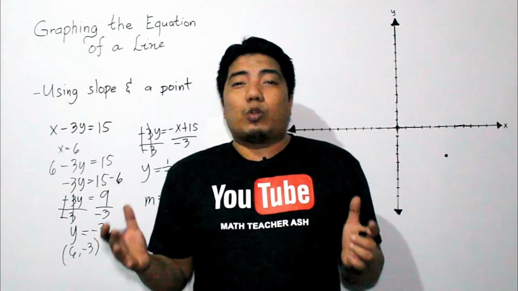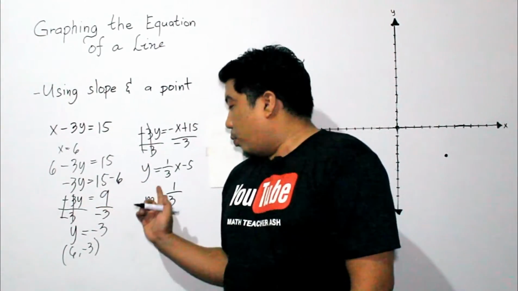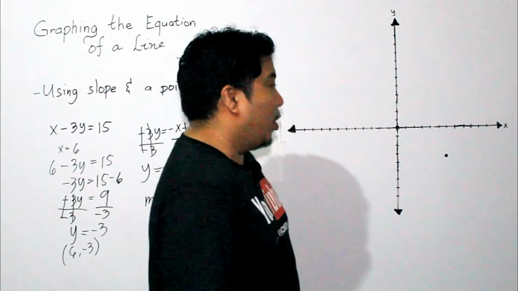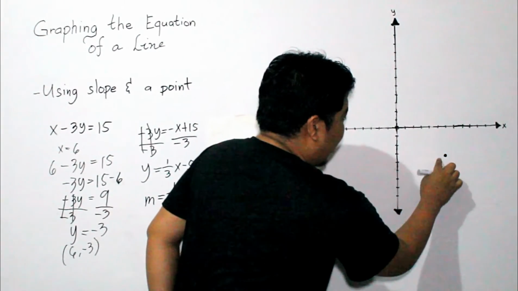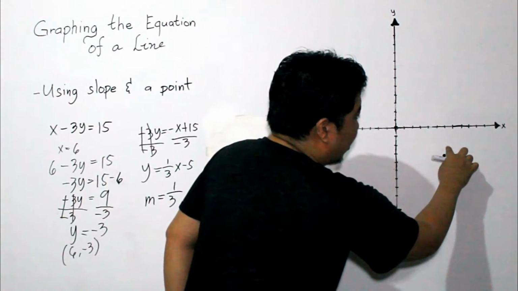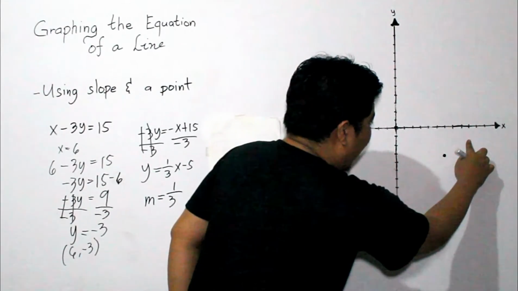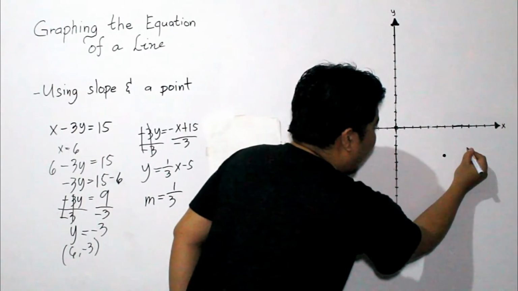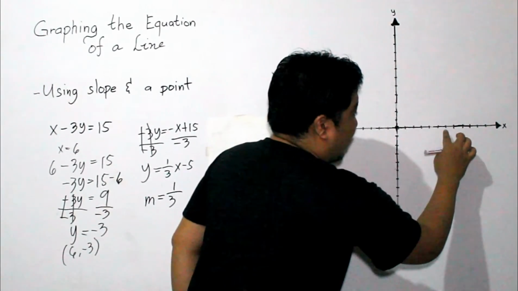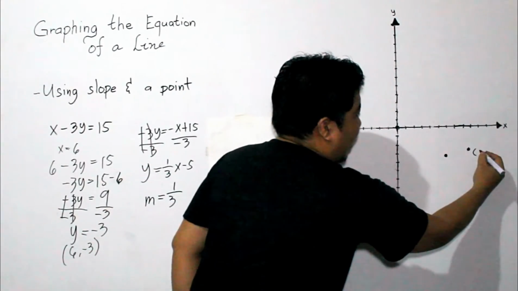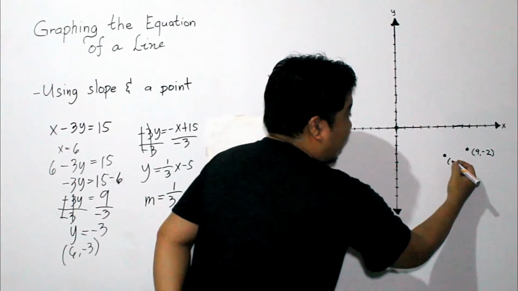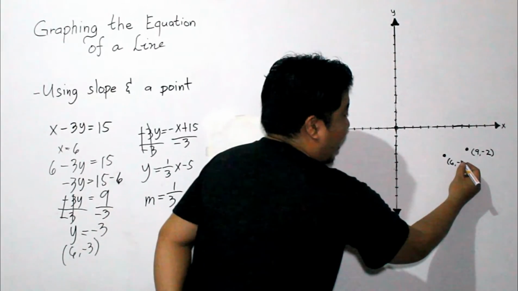Now, where do we go to our second point? We will use our slope. We will rise 1 unit and run 3 units to the right because it is positive. So, the 1 unit is here. We rise, and then we run 3 units: 1, 2, 3. So, that is here. Now, if you want to know this location, since this is 6, 7, 8, 9, that is (9, negative 2). While this one is at positive 6, negative 3.